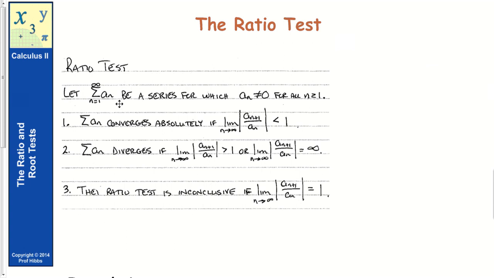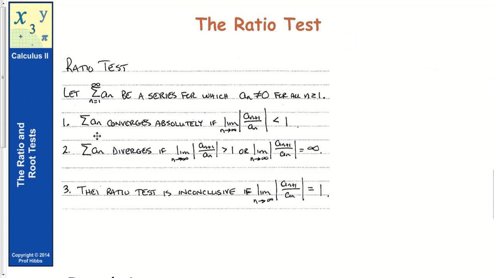We assume that we have some series, and we can use any index. We've been through this a number of times. I could call this K or N or I. I've just chosen to call it the index n. So this is the sum of terms a sub n from n equals 1 to infinity. It's a series for which none of the terms are zero, okay? And there are three different possibilities.